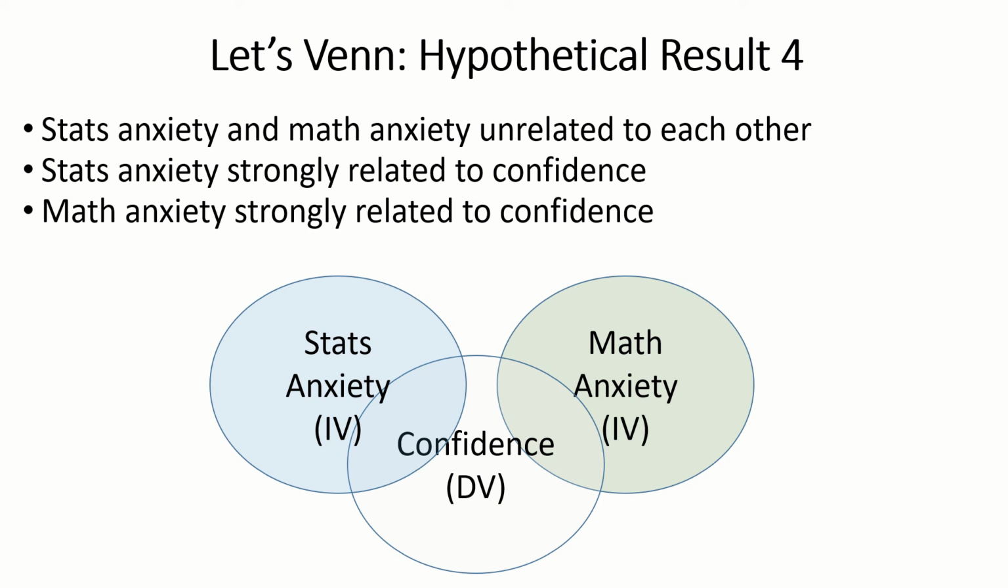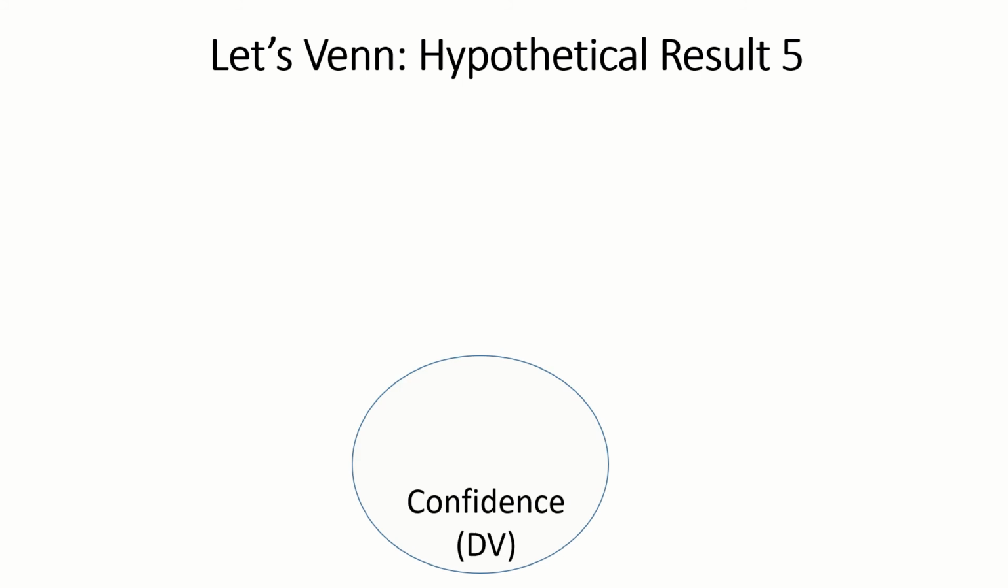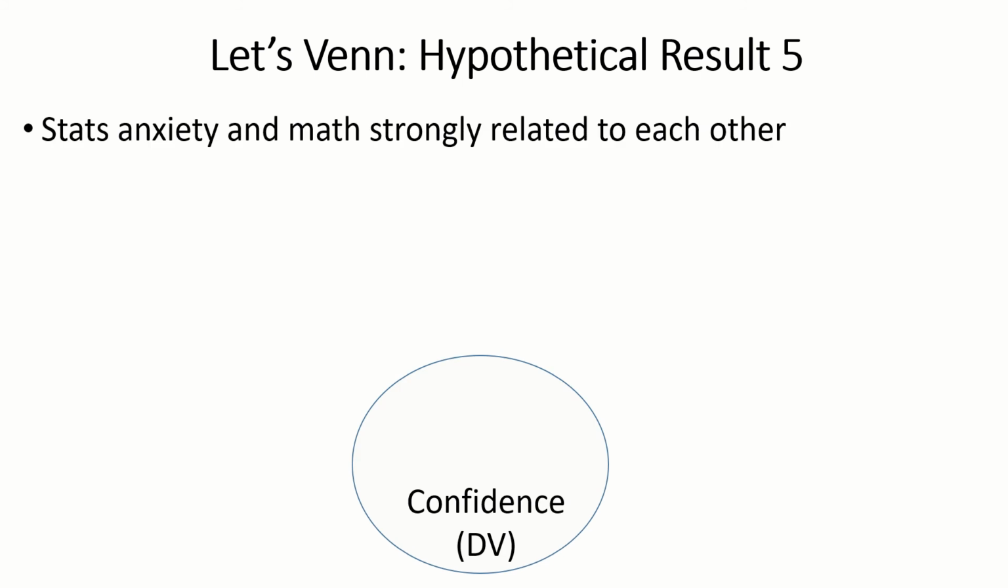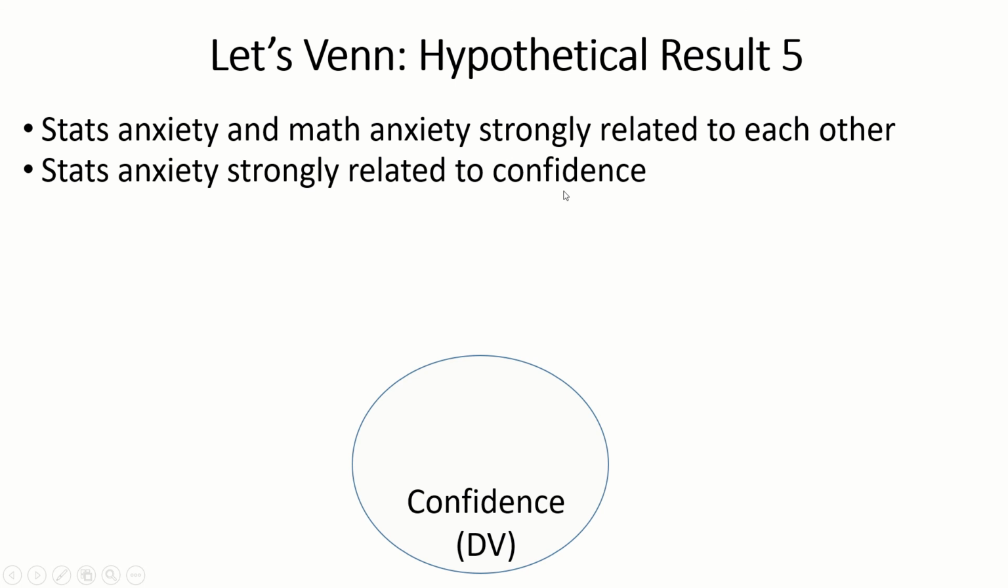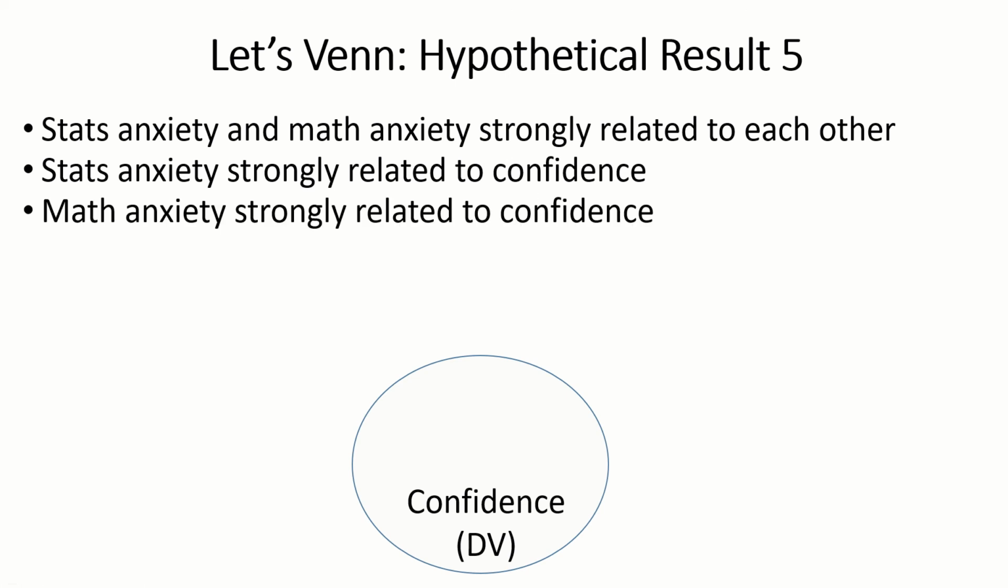They're both forms of anxiety. They're probably related to each other. So in hypothetical result 5, let's have stats anxiety and math anxiety strongly related to each other, right? And then stats anxiety is strongly related to confidence. And then math anxiety is also strongly related to confidence. So again, pause the video, draw what you think the Venn diagram should look like.